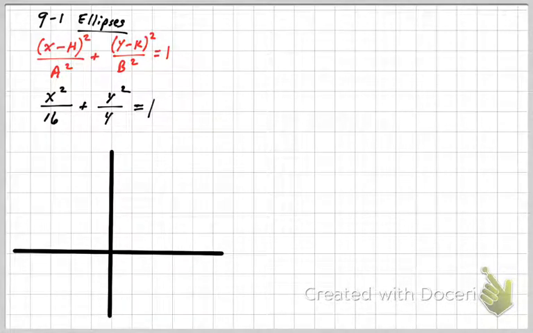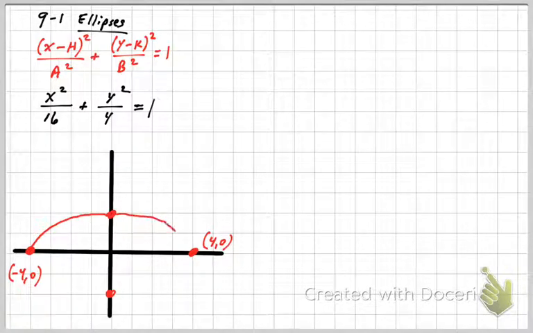Natalia, under the x is a 16. Do you agree? Yes. What's the square root of 16? 4. So I go 4 to the right and 4 to the left. Are there any questions on how I got these points? Jake, under the y is a 4. What's the square root of 4? 2. So in the y direction I go 2, and I sketch an ellipse.